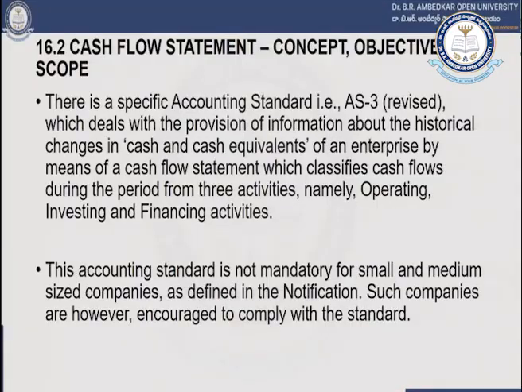That is why accounting standards have been specified for the purpose of preparing a cash flow statement. There is an accounting standard called Accounting Standard 3, which was revised by the Institute of Chartered Accountants of India, which deals with the provision of information about the historical changes in cash and cash equivalents. It provides guidelines on how to consider cash and cash equivalents, how to present them in the form of a statement, and how to categorize those cash flows.